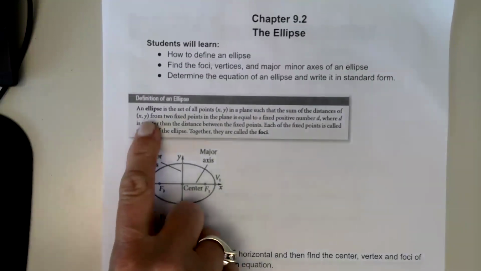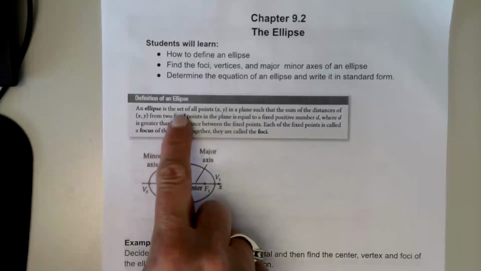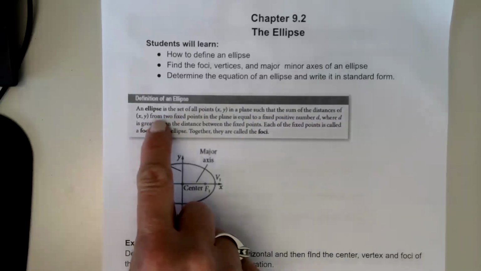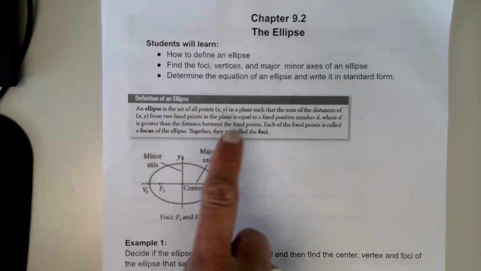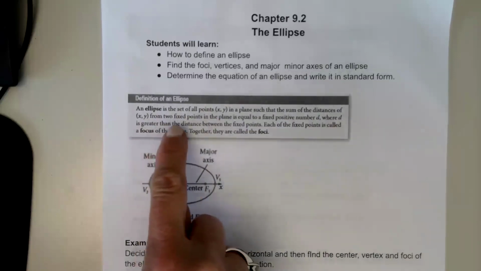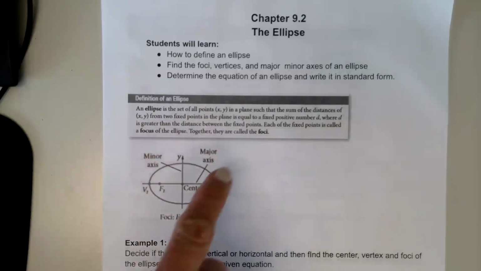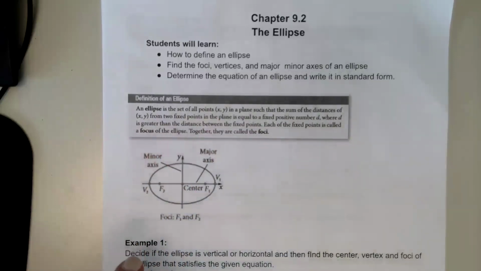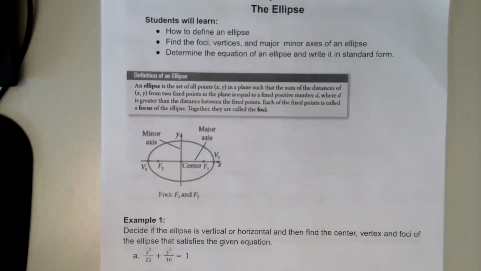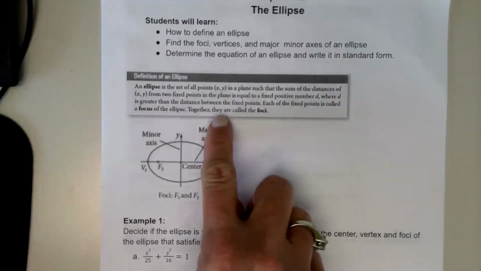So here's the definition of an ellipse. It's the set of all points in a plane such that the sum of the distances of (x, y) from two fixed points in the plane is equal to a fixed positive number d, where d is greater than the distance between the fixed points. Together, these fixed points are called the foci.